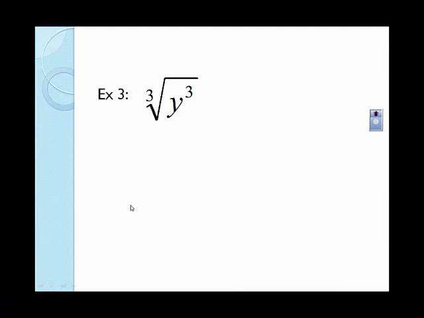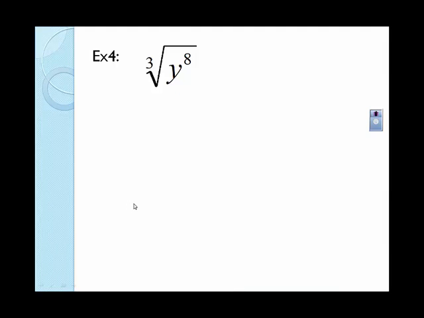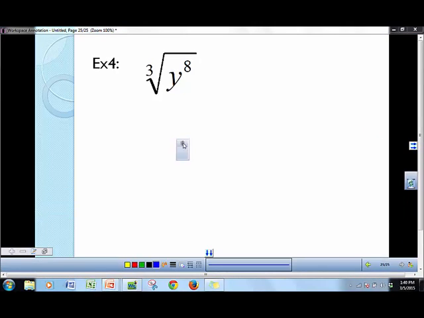Okay, so let's look at an example that's not a perfect cube. The cube root of y to the 8th power. So we're going to do this very similar to what we did with the cube root of 32. We are going to break this up into as many perfect cubes as we can. And I'm going to go back to the example that we saw that y cubed is a perfect cube. We all agree from the previous example. Well, I can write down the cube root of y cubed again.